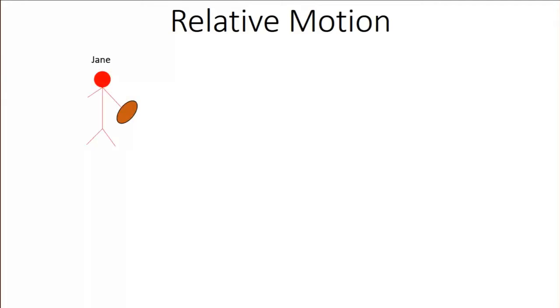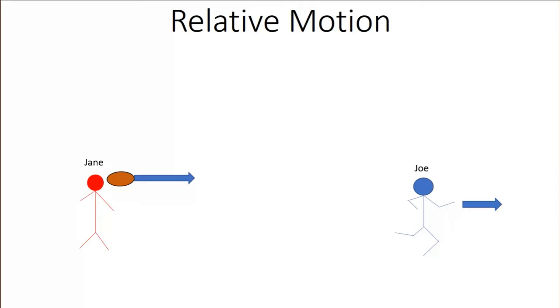Jane is standing still, holding the football, and Joe is running away from her, waiting for the pass. Jane then throws the ball low and fast. How long will it take for the ball to reach Joe? There are two ways we can solve this problem. Let's start with the way we are hopefully more familiar with.